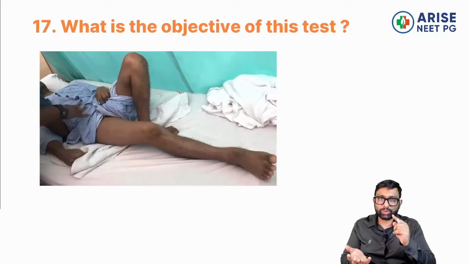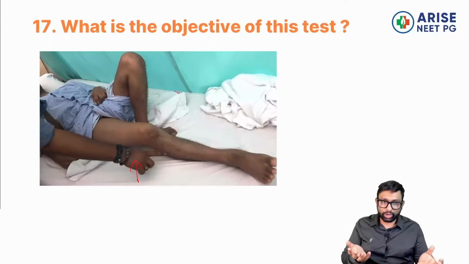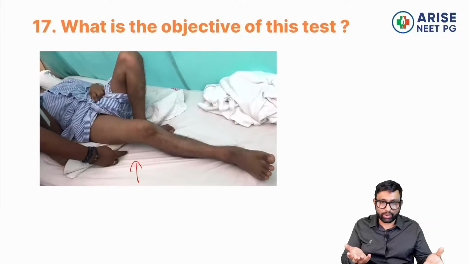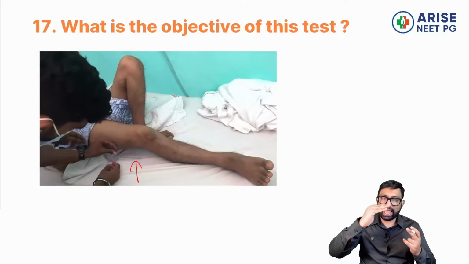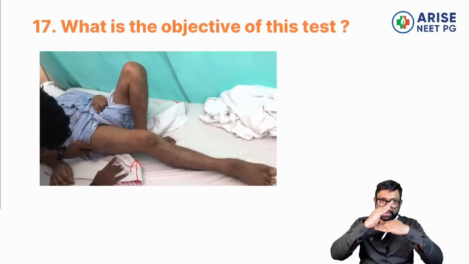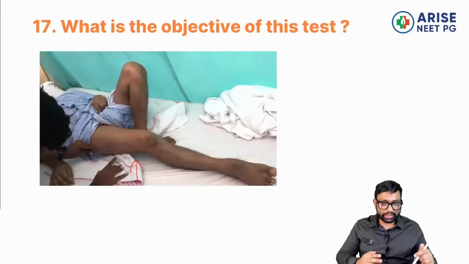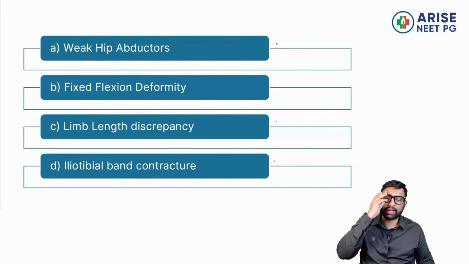When we do this, what we notice is this limb which is there is now gone into flexion. It was not in flexion before, now it's gone into flexion. What they're measuring at the end is the angle between that flexed limb and the bed, the angle between the bed and the flexed knee. So what are they actually measuring for? Is it weak hip abductors? Is it fixed flexion deformity? Is it limb length discrepancy? Or is it IT band contracture?